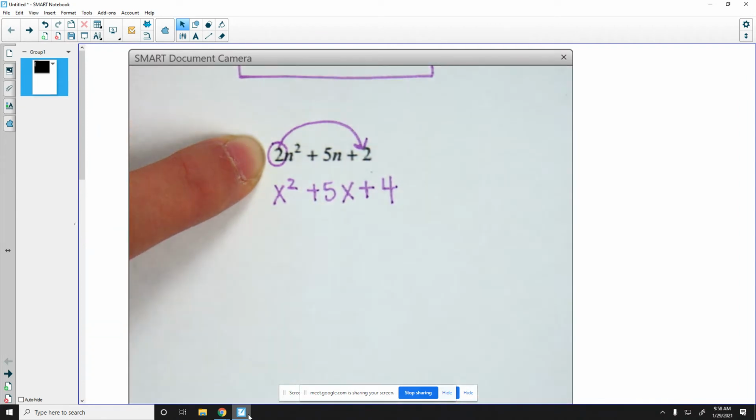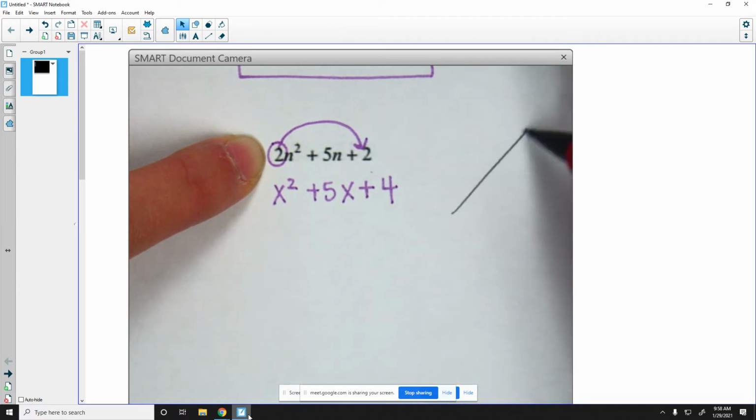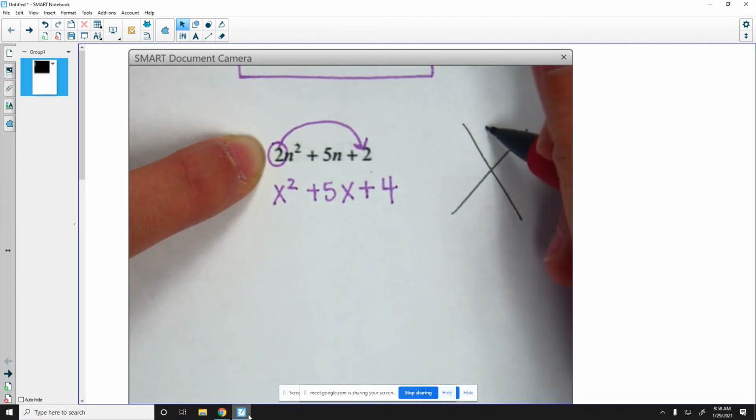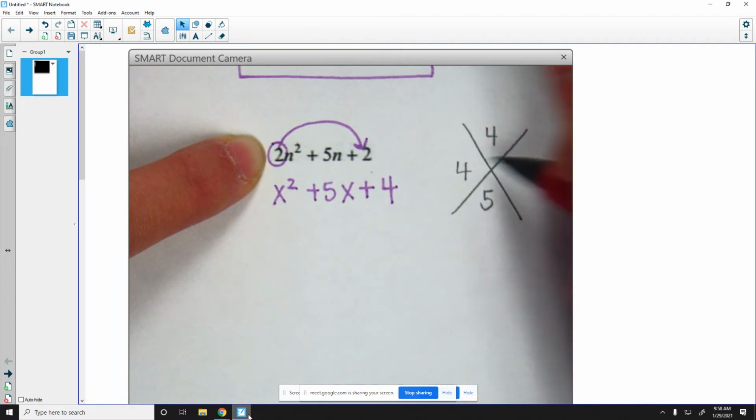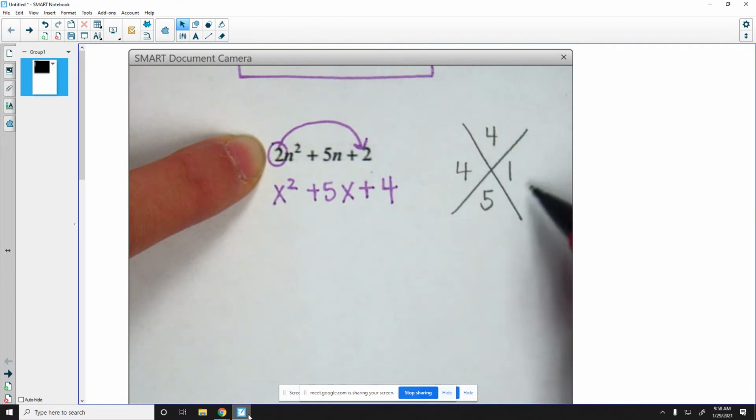Perfect. Okay, that's step number 2. Step number 3 says big X. So I have a 4 and a 5. Somebody other than Kip online, tell us, what's the 2 numbers? 4 and 1. Thank you. Right, 4 times 1 is 4. 4 plus 1 is 5.